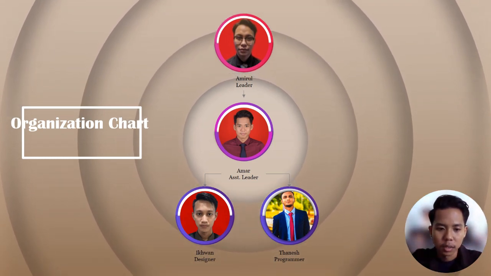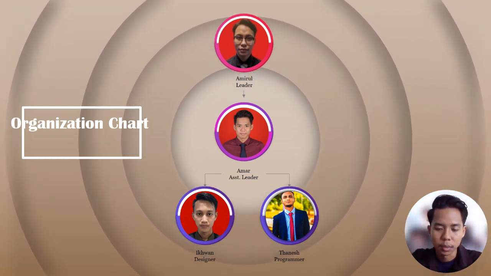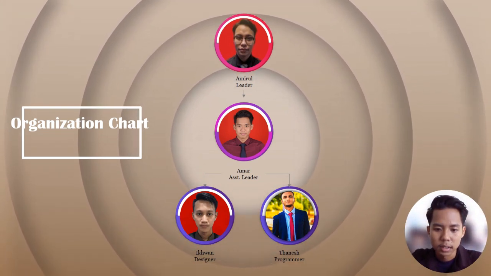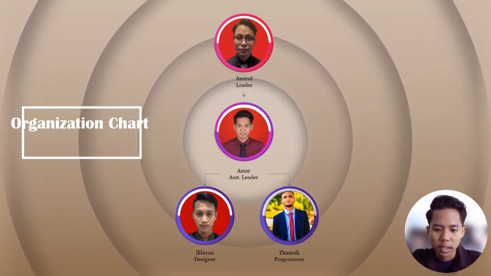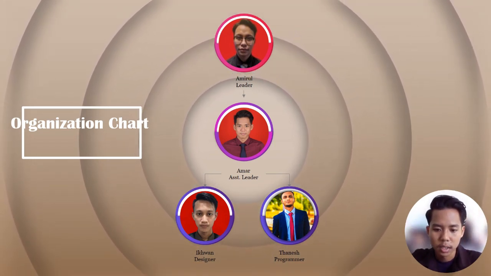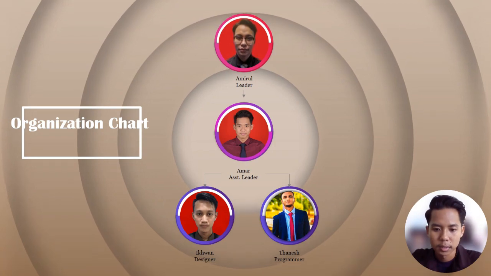Okay, this is our organization chart, starting with Amirul, our leader, me myself, assistant leader, and second, Ikhwan for our designer, and last one, Tanish for our programmer.